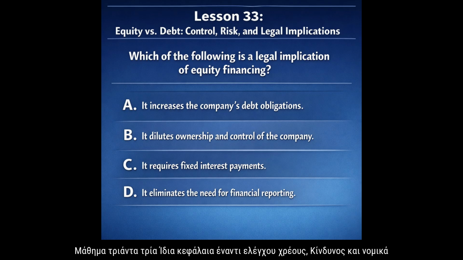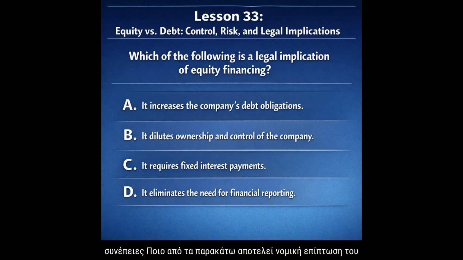Lesson 33. Equity versus debt, control, risk, and legal implications. Which of the following is a legal implication of equity financing? A. It increases the company's debt obligations. B. It dilutes ownership and control of the company. C. It requires fixed interest payments. D. It eliminates the need for financial reporting.